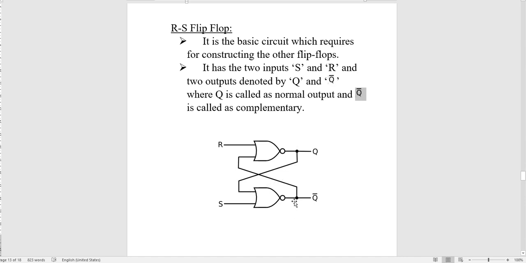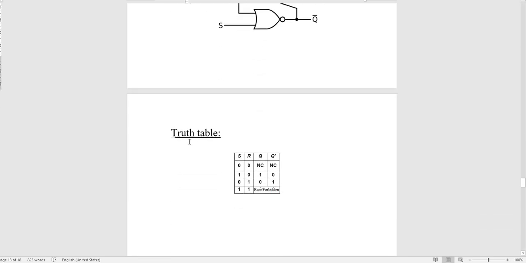Here you can see the truth table, students. I will explain it first. When S is 0 and R is 0, there will be NC, no change in your outputs. If S is 1 and R is 0, your normal output will be 1 and your complementary output will be 0. When S is 0 and R is 1, your normal output will be 0 and your complementary output will be 1. And when both inputs are 1, you get a race condition.